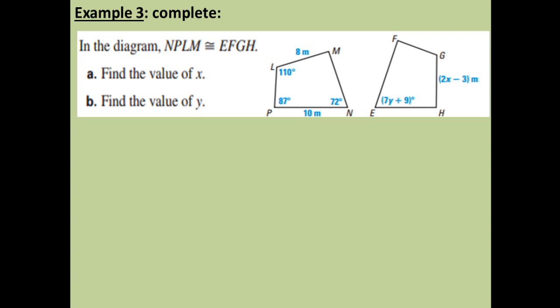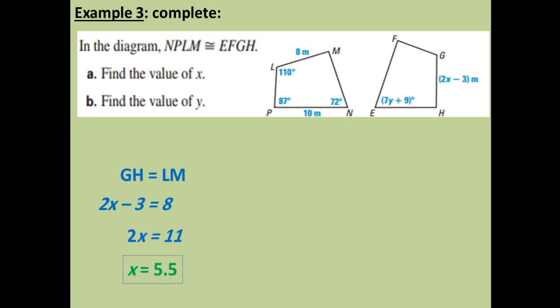He wants first to find the value of x. HG: the length of HG equals the length of LM. LM equals 8 meters. So 2x minus 3 equals 8. You can solve the equation. It's easy. 2x equals 8 plus 3 equals 11. Divided by 2, x equals 5.5.